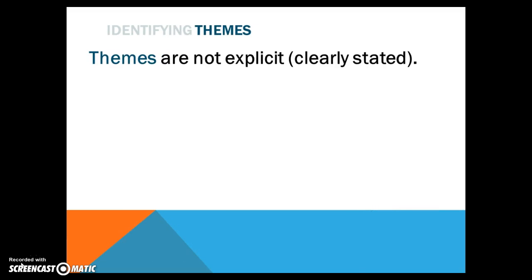Identifying themes. Keep in mind, themes are not explicit, meaning they are not clearly stated. The writer is not going to put in there, "The theme of this text is that money cannot buy happiness." No, you're going to have to make inferences. Themes are implied through the writing, through the characters, the character development, the plot. You have to make some inferences. Read between the lines to figure out the theme.